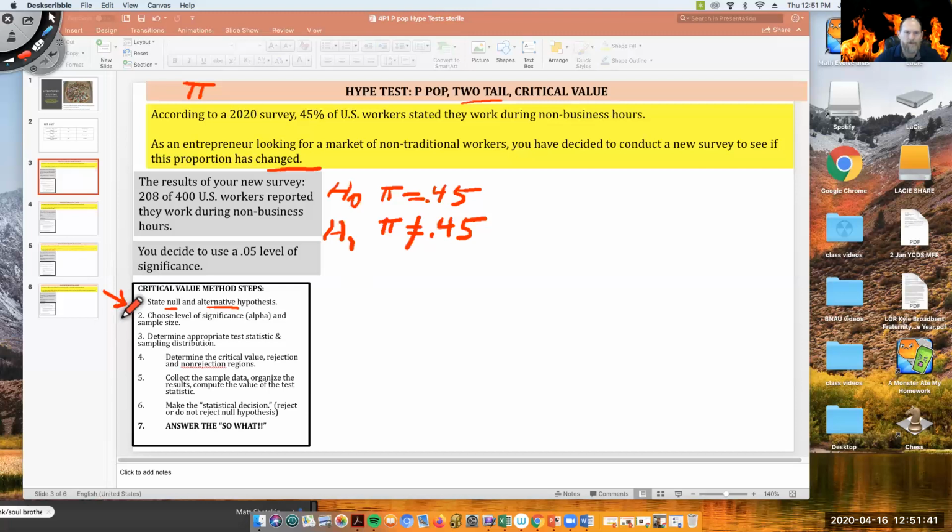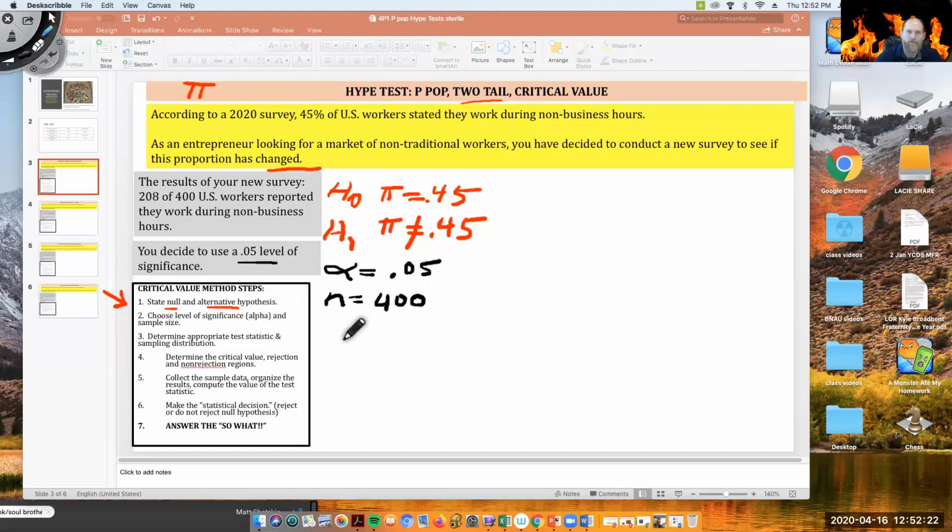Let's look at step two. Choose our level of significance and sample size. Okay? So we have our level of significance. All right? So alpha is going to be 0.05. And Justin, what is N? The 208. Okay. N is the 400.